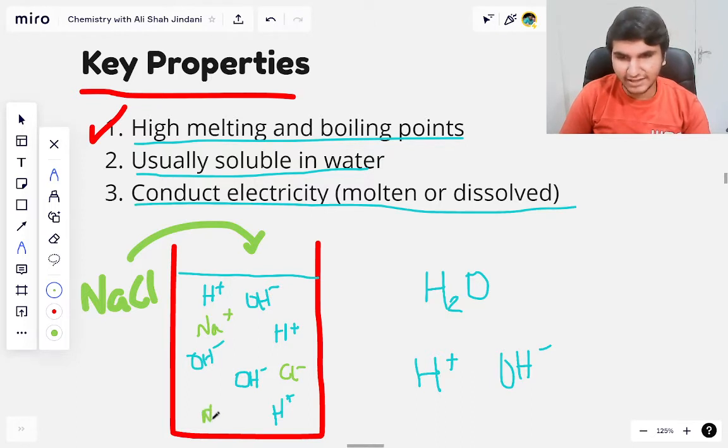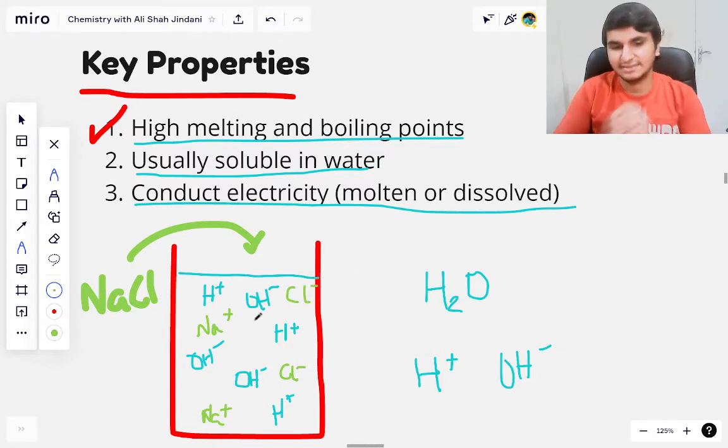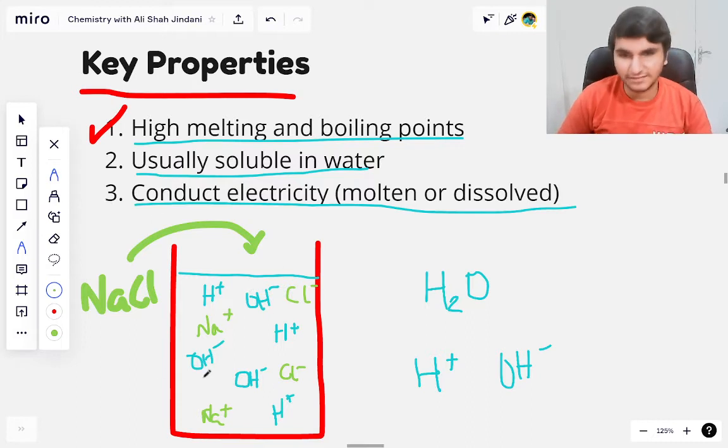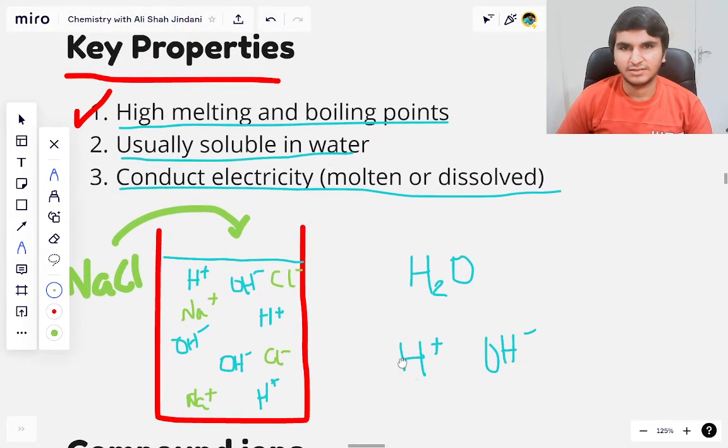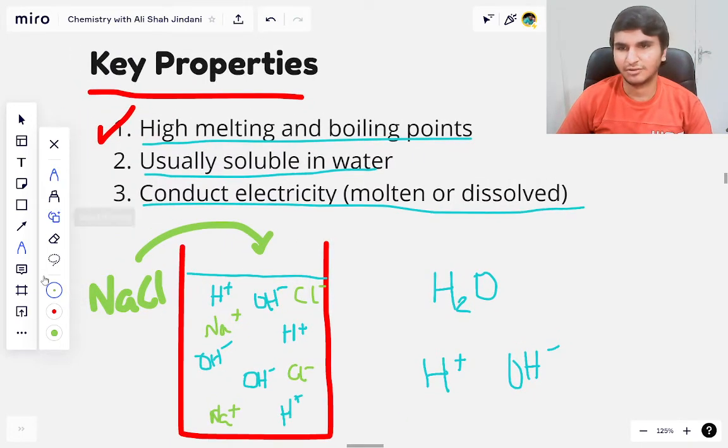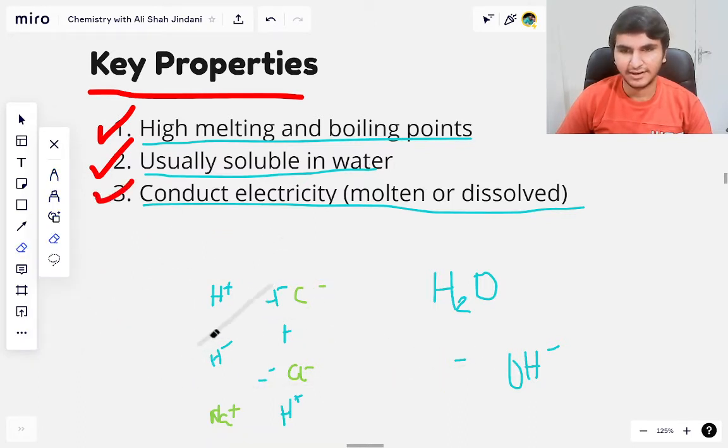So that is what happens when you put ionic salts in water and stir them. The ions that they are composed of break apart because of the forces inside of water. So that is how this works, right? Now we are done with that. The third key property that I'm going to discuss is that they conduct electricity. So let me clear this up right now, and I'm going to talk about the third property.